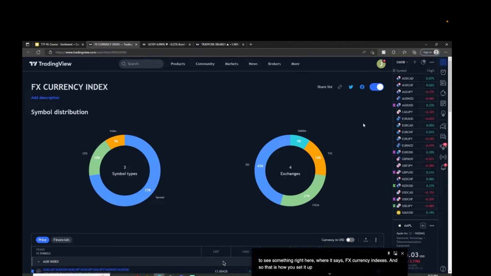I'm pretty sure you can only have one watch list if you have free TradingView. I think you have to upgrade for that. Again, I'm not too sure, it's been a while. If you're not able to save the watch list, that's probably the case, but I'm pretty sure you can have multiple watch lists on free TradingView.